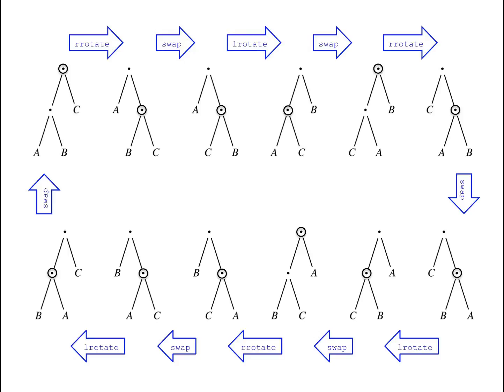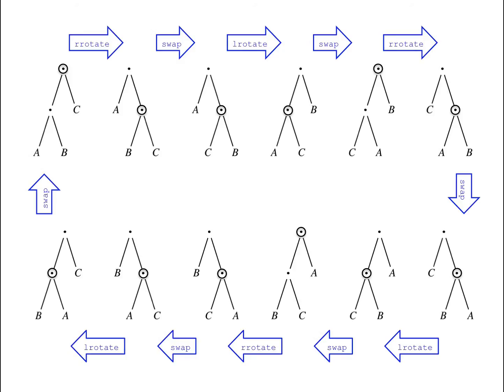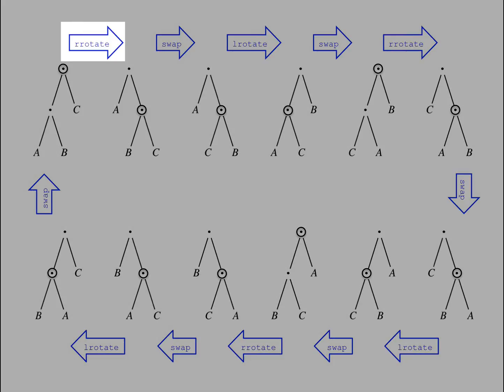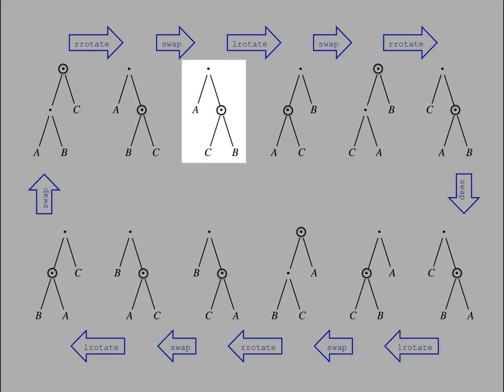So if you look here on the upper left, what we have here is a left linear fragment. The underlying order is A, B, C. And if we go and right rotate the root, then we go to the next state. If we swap, we go to the following state, and so on.